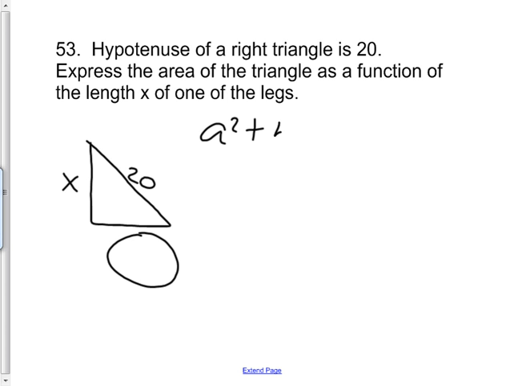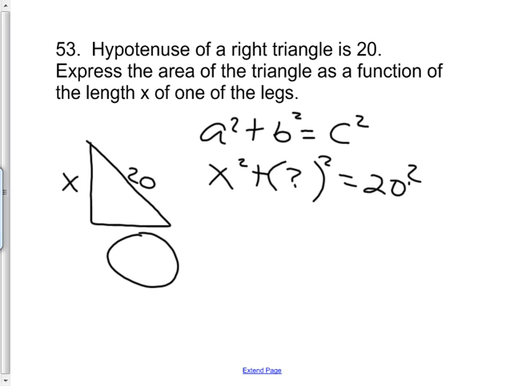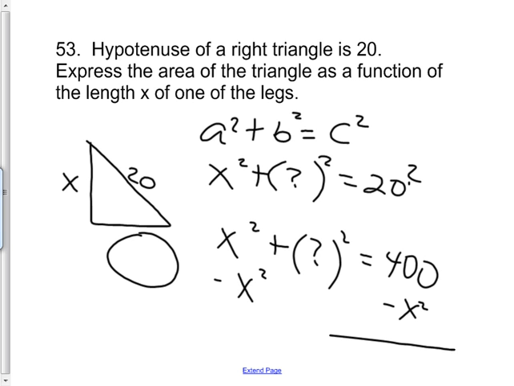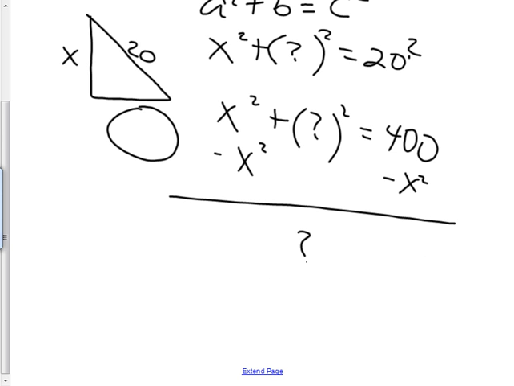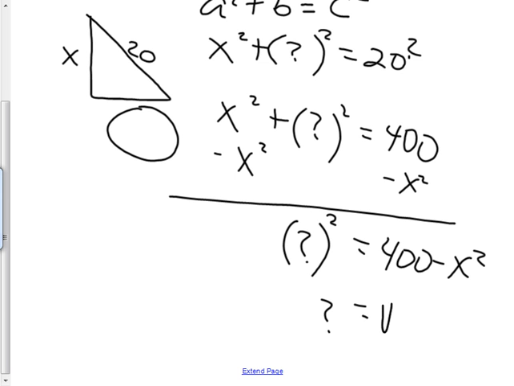A squared plus b squared equals c squared. A is going to be x, so that's x squared plus I don't know what squared is equal to 20 squared, which is 400. So then I go x squared plus I don't know what I should put squared has to equal 400. Now, if I'm trying to solve for the I don't know what to put squared, I'm going to subtract x squared from both sides. And then I have the I don't know what to put squared is equal to 400 minus x squared. And then I got to square root both sides. So I go square root of this is just question mark is equal to square root of all of that.